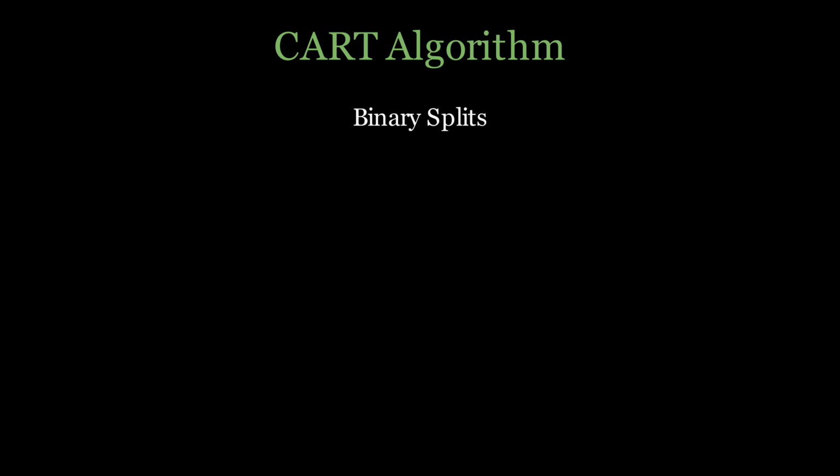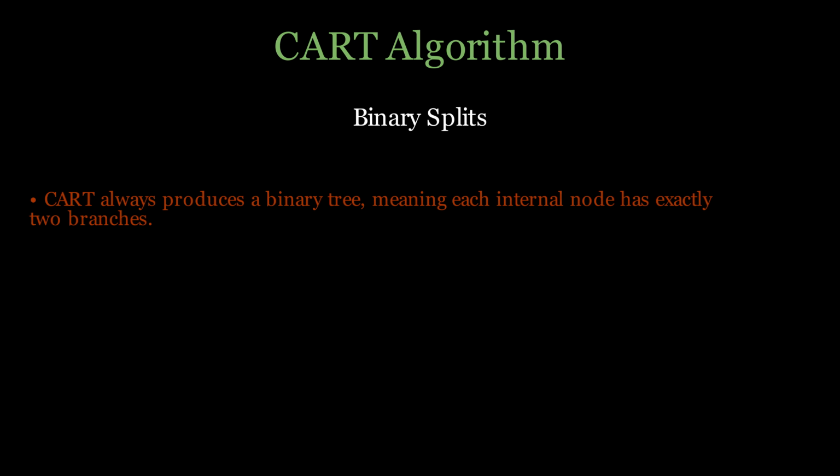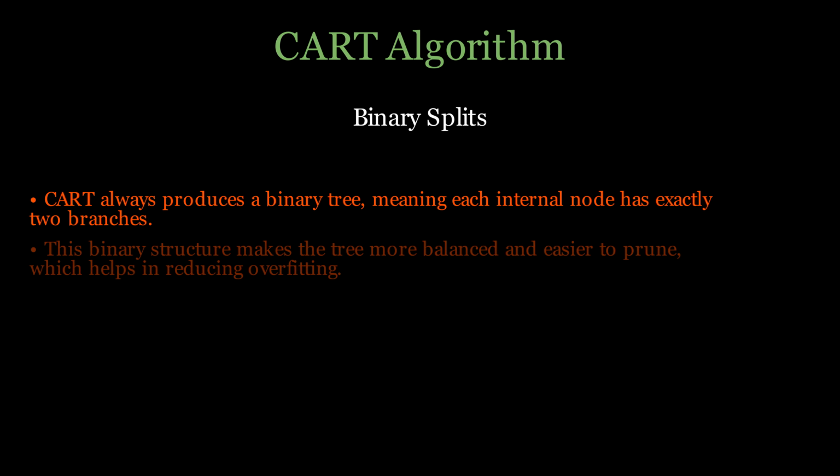Binary splits. CART always produces a binary tree, meaning each internal node has exactly 2 branches. This binary structure makes the tree more balanced and easier to prune, which helps in reducing overfitting.